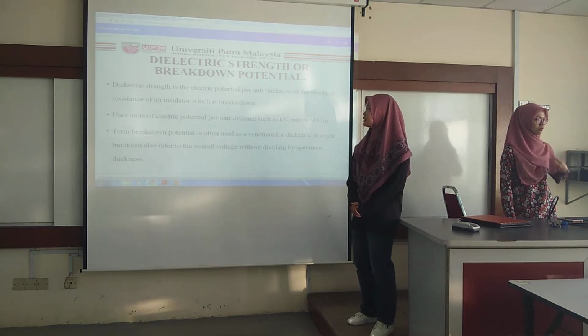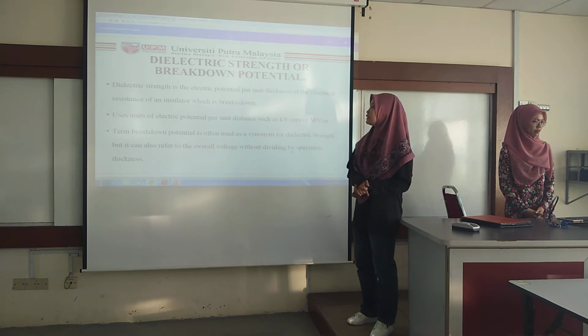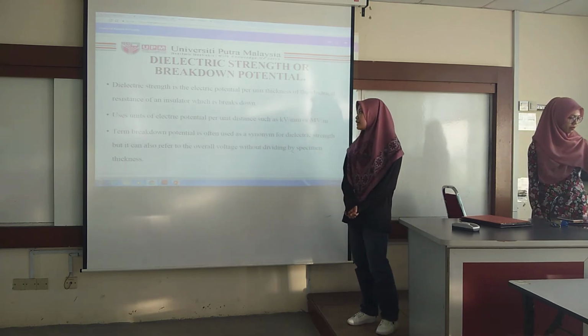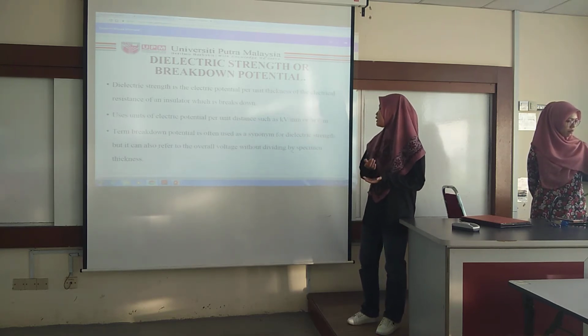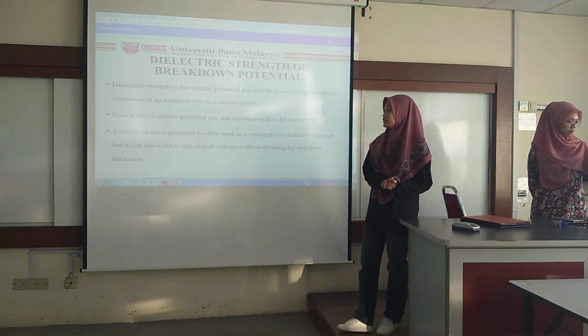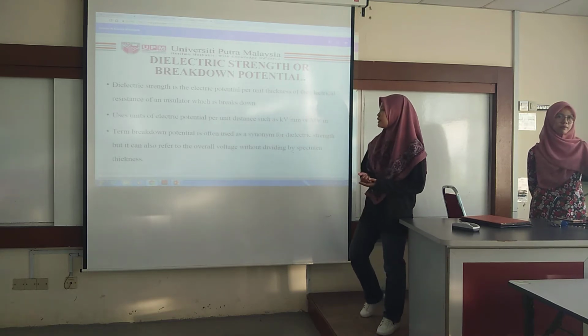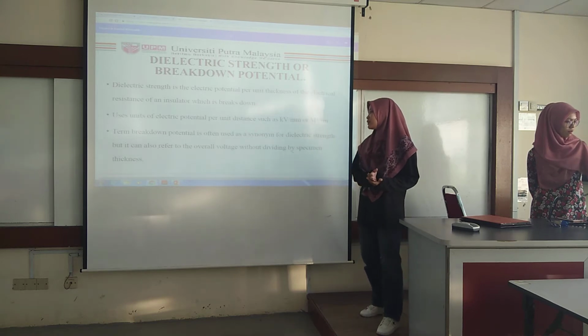Dielectric strength is the electrical potential per unit thickness at which the electrical resistance of an insulator breaks down. Dielectric strength uses units of electrical potential per unit distance, such as kilovolt per millimeter or megavolt per meter. The term breakdown potential is often used as a synonym for dielectric strength, but it can also refer to the overall voltage without dividing by specimen thickness.